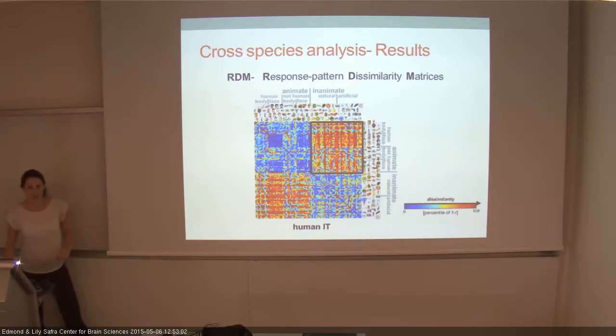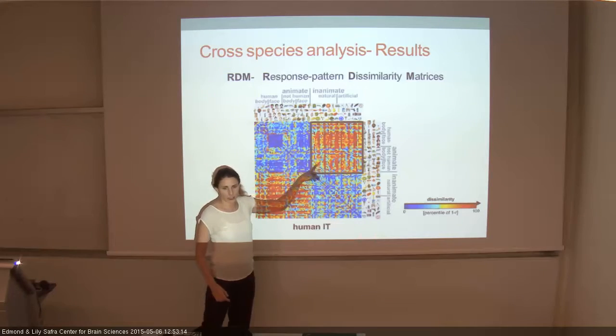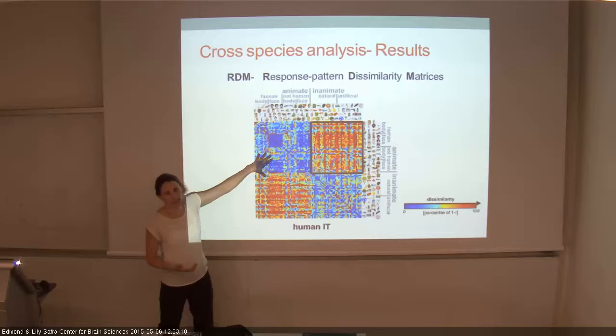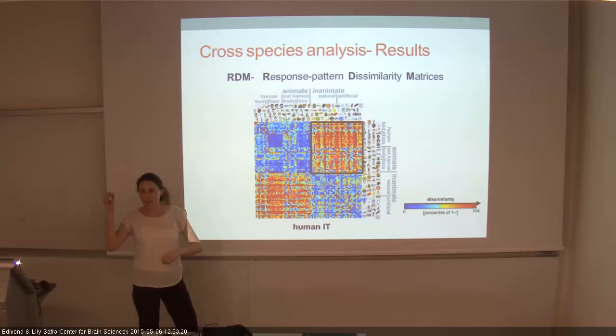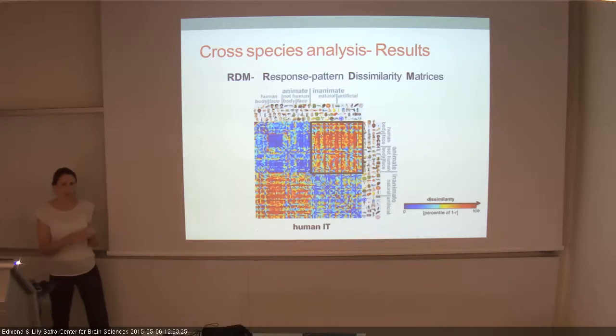So you're saying the fact that the inanimate is mostly red and the animate is mostly blue says that the correlation is lower within inanimate objects among humans? No. Between animate and inanimate objects, there's more difference in the activity as opposed to within animate objects. If you see an elephant and a human, you'll act more similar than if you see a house and a human.